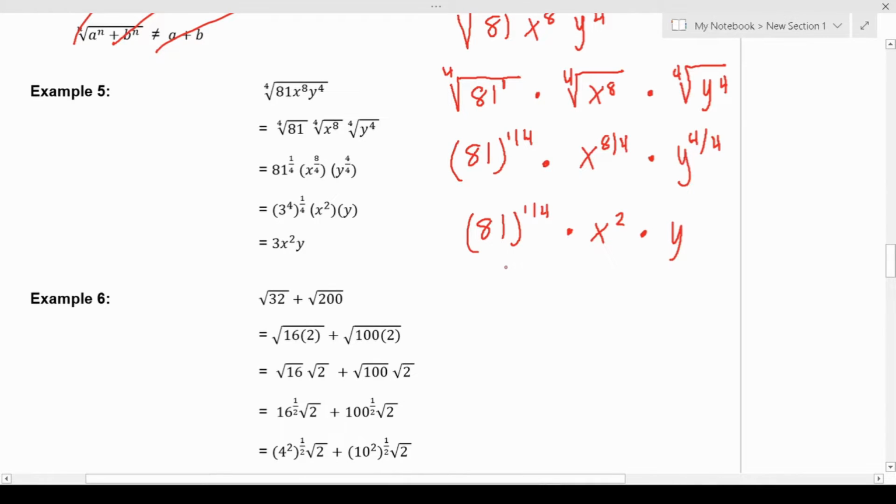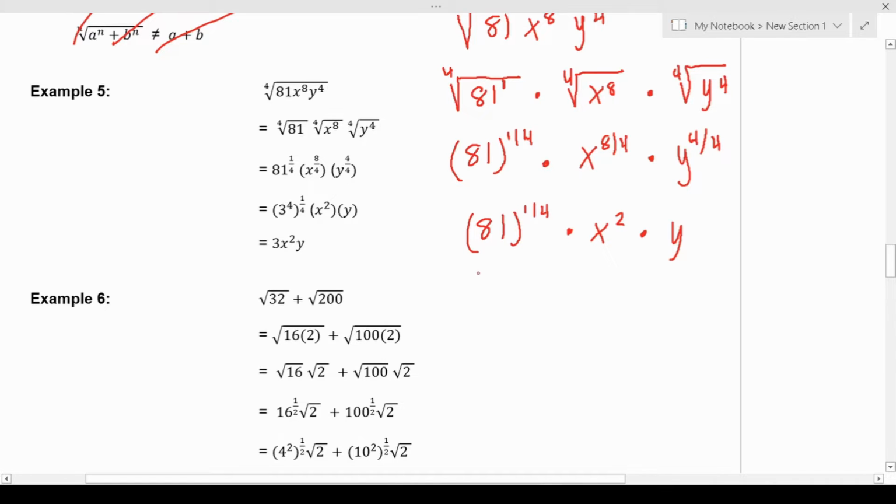Okay? All right, so we're almost done. We just have to deal with this 81 to the 1/4. Again, we can use prime factorization in an effort to get rid of this exponent. So let's go ahead and try to do that. Again, we're going to try to find the prime factorization of 81.